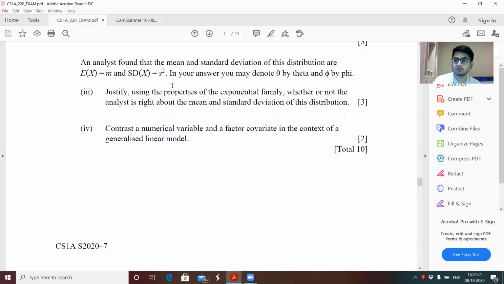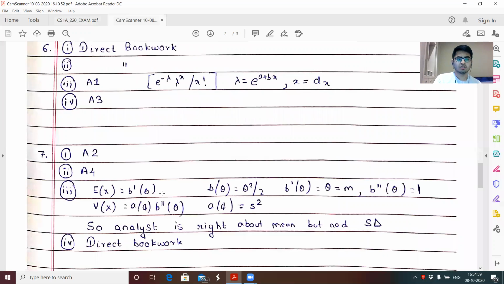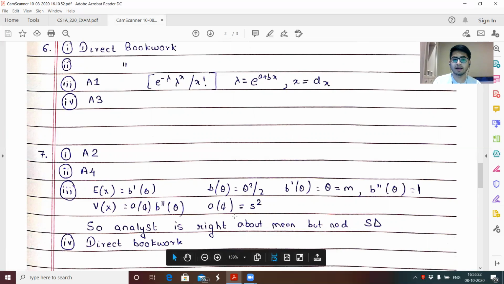We need to use the property of the exponential family to show how we can infer it. So we know that the mean of an exponential family is b dash theta and the variance is a(phi) into b double dash theta. b(theta) is theta squared by 2. We differentiate it once, we get theta, and theta is nothing but m. We differentiate it twice, we get 1. a(phi) is nothing but s squared. So variance is coming out to be 1 into s squared, which is s squared. So the analyst is right about the mean, but not about the standard deviation.